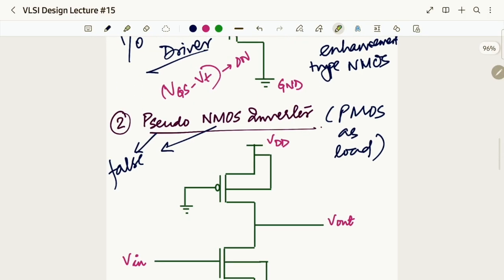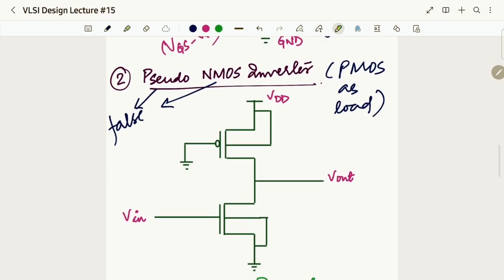And then we replaced it with a PMOS. As you can see, there is a bubble at the front, that is at the gate side. But why are we calling it false? Why not directly name it a PMOS NMOS inverter or PMOS inverter? Why are we saying that it is a pseudo NMOS?